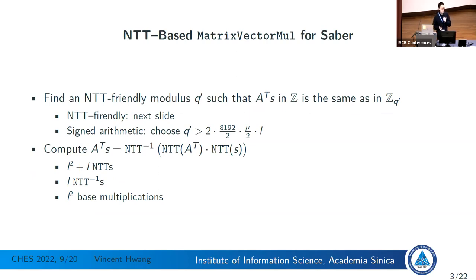I'll go through an overview of NTT-based matrix-vector multiplication for Saber. The idea is that we want to compute the matrix-vector product in Z by choosing a large modulus Q prime. As long as we choose a large Q prime bounding the maximum possible value, the result will coincide with the result in Z. Since NTTs are isomorphisms, we first apply NTTs to each of the components of the matrix and the vector. Then we accumulate in the NTT domain, followed by applying inverses of NTTs. In total, we only need L^2 plus L NTTs, L inverses of NTTs, and L^2 base multiplications, which are fairly cheap.